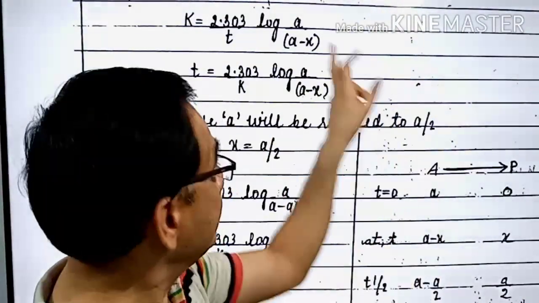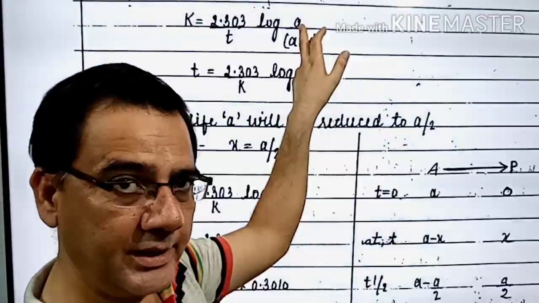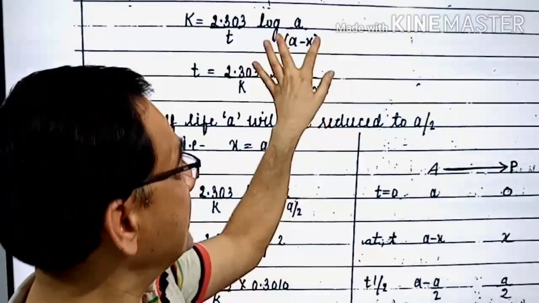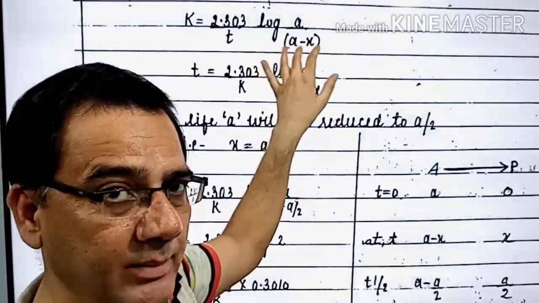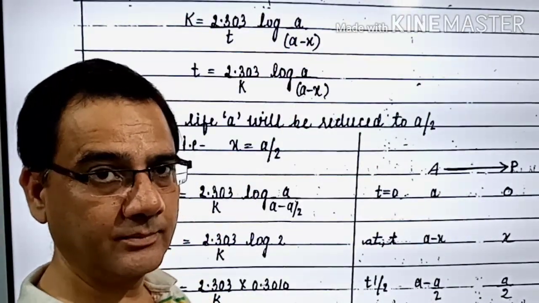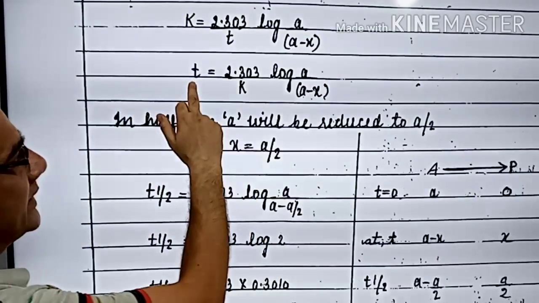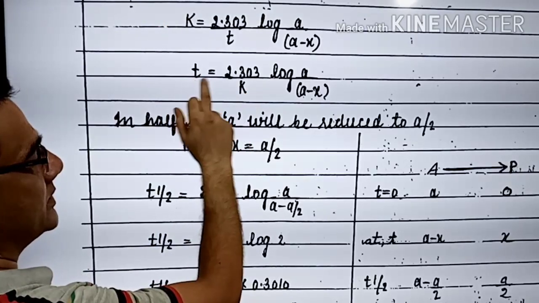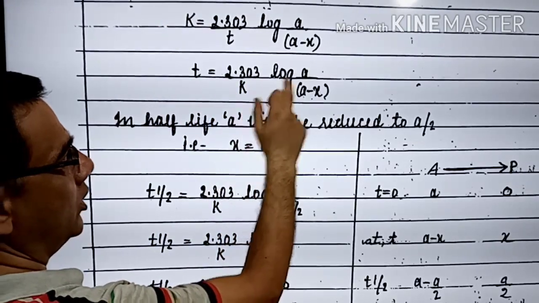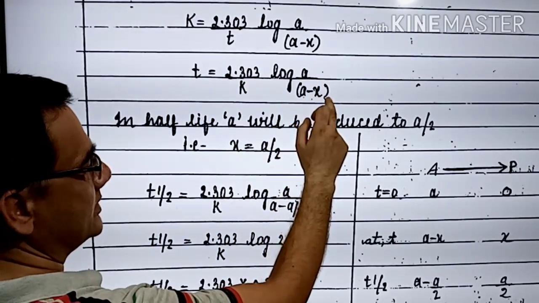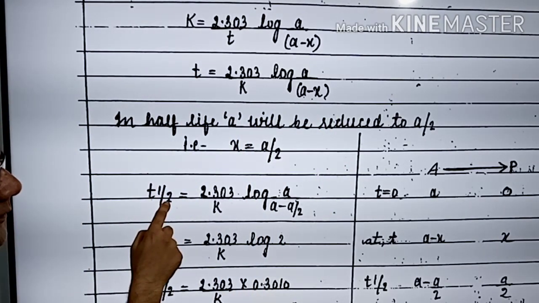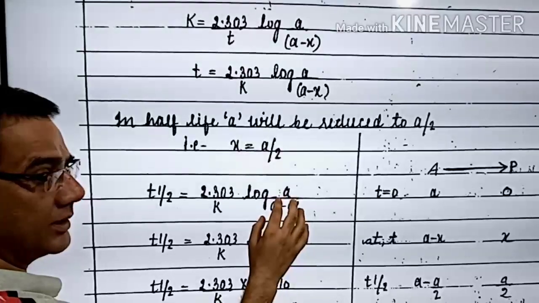फिर से सुन लीजिए, if this is 100, 30 ग्राम रिएक्ट कर गया तो X will be equal to 30. तो बचा कितना? A minus X कितना हुआ? 100 minus 30, that is 70. आगे देखिए, तो हम लिख रहे हैं t is equal to 2.303, t को इधर ले लिए, k को इधर ले लिए, t is equal to 2.303 upon k log a upon a minus x. और जैसे हम लोग t की जगह t half लिखते हैं, the things are changed here.